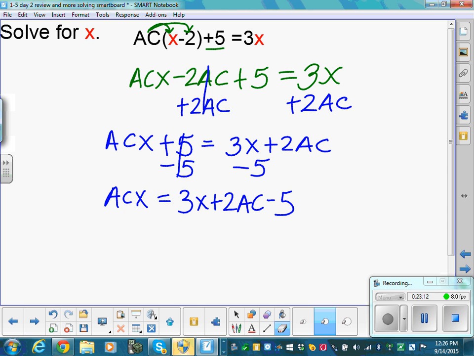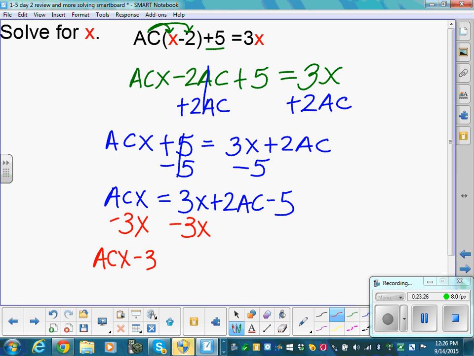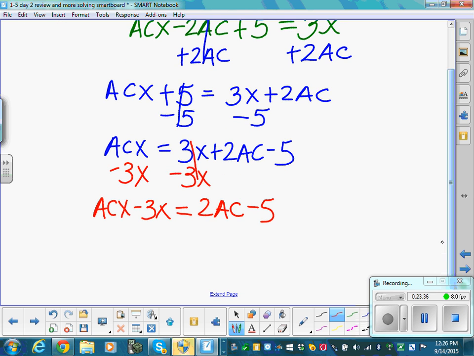We have ACX over here on the left. So let's go ahead and bring 3x over, but we got to do it correctly. So I'm going to subtract 3x from both sides. Now notice, over here on the left, we have ACX minus 3x, not like terms, so we can't combine them. So we have ACX minus 3x is equal to, those add to be 0, and we have 2ACs minus 5. Now notice on the left, I have everything with an x, and everything that doesn't have an x over here on the right.